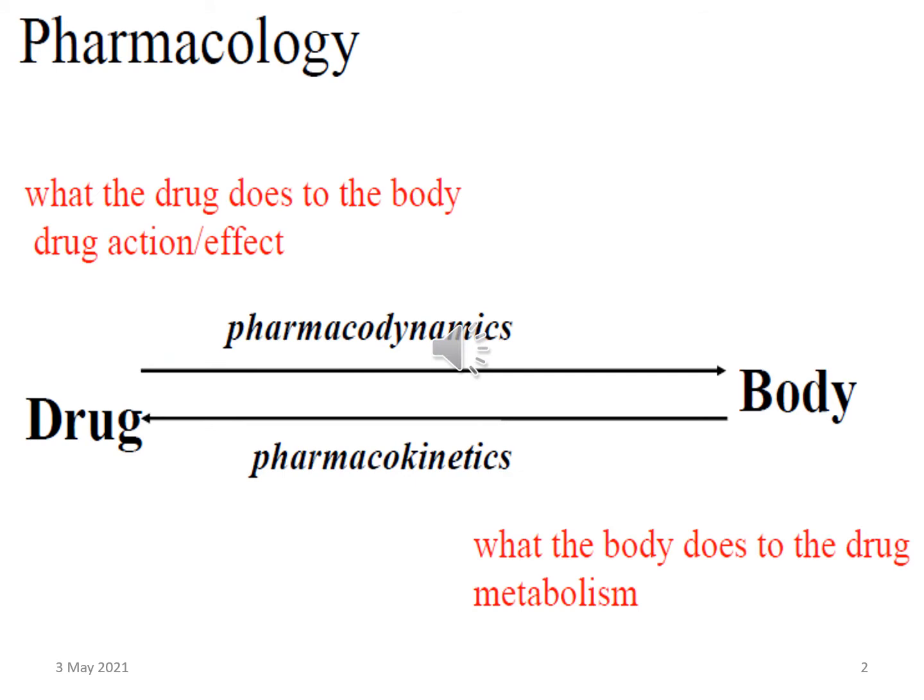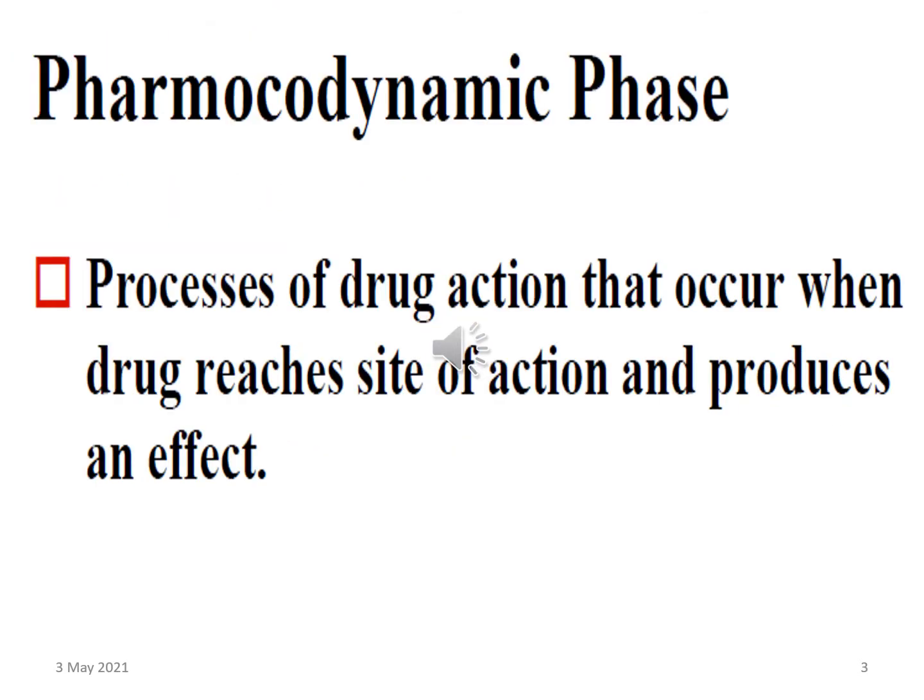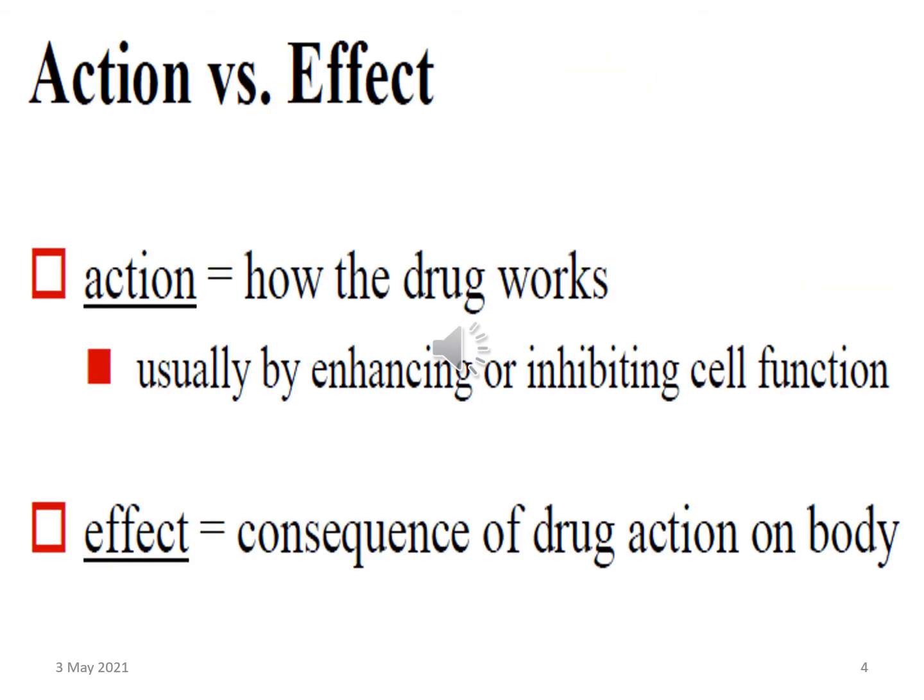So pharmacology: what the drug does to the body, drug action and effect. As we have said before, the effect of drugs on the body is pharmacodynamics, and the effect of the body on the drug is pharmacokinetics, what the body does to the drug. Now the pharmacodynamic phase is the process of drug action that occurs when the drug reaches the site of action and produces an effect. These are the two most important terms in this lecture.